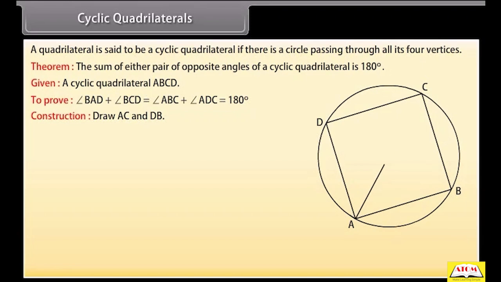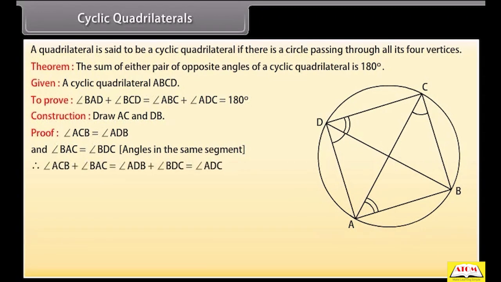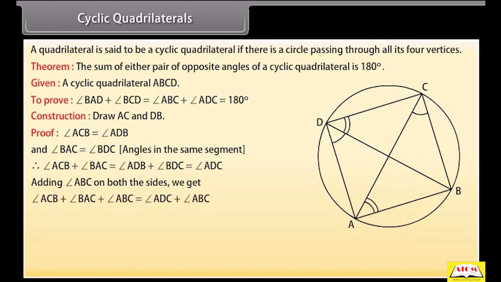Construction: draw AC and DB. Proof. Angle ACB is equal to angle ADB and angle BAC is equal to angle BDC, because these are the angles in the same segment. Therefore, angle ACB plus angle BAC is equal to angle ADB plus angle BDC, which equals angle ADC. Adding angle ABC on both the sides, we get angle ACB plus angle BAC plus angle ABC, which is equal to angle ADC plus angle ABC.